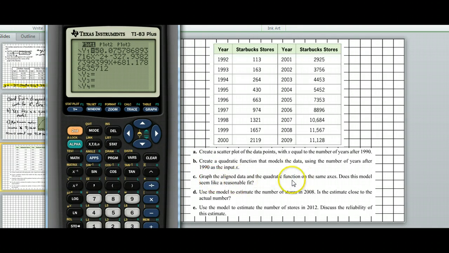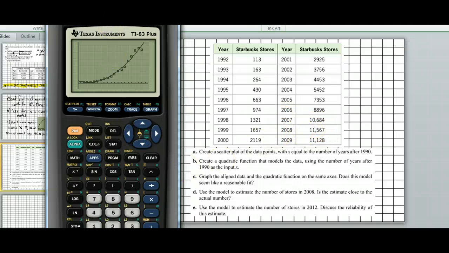Alright, graph the original data and the quadratic function on the same axis. Does it seem like it's a reasonable fit? That's what we have right here. And yes, it seems like a very reasonable fit. Alright, use the model to estimate the number of stores in 2008. Alright, we got this many in 2008.